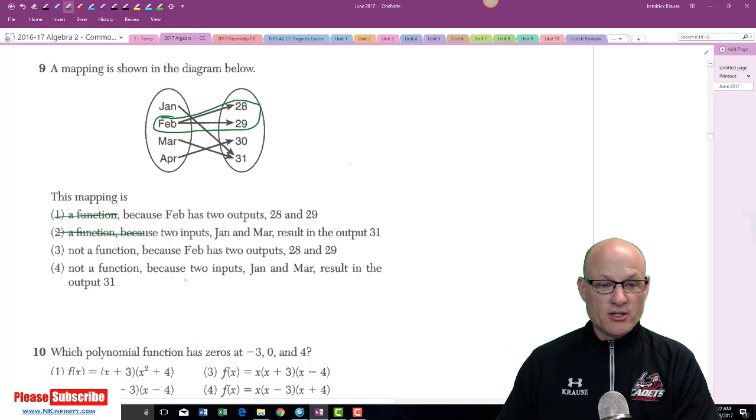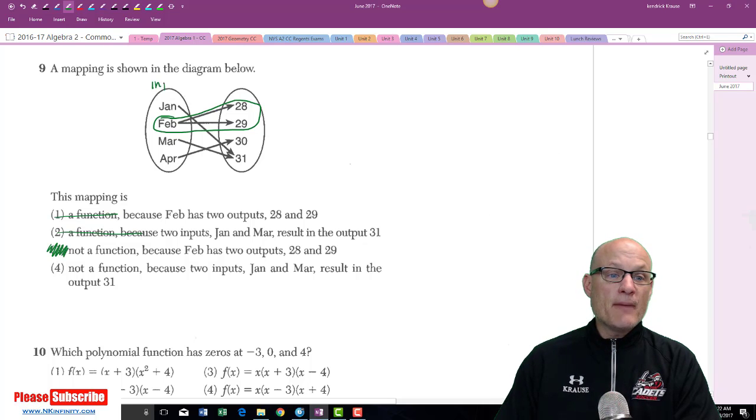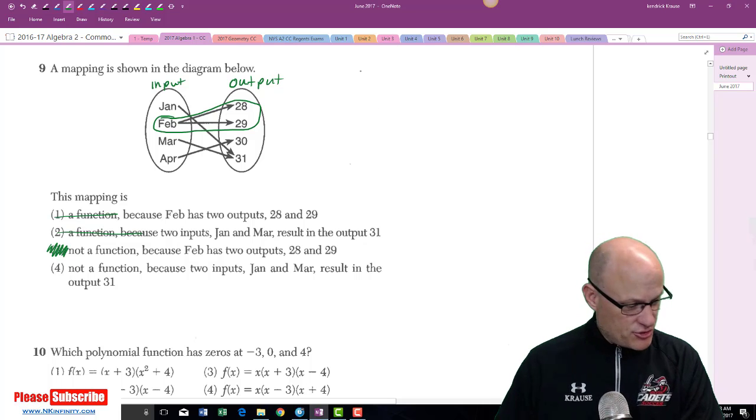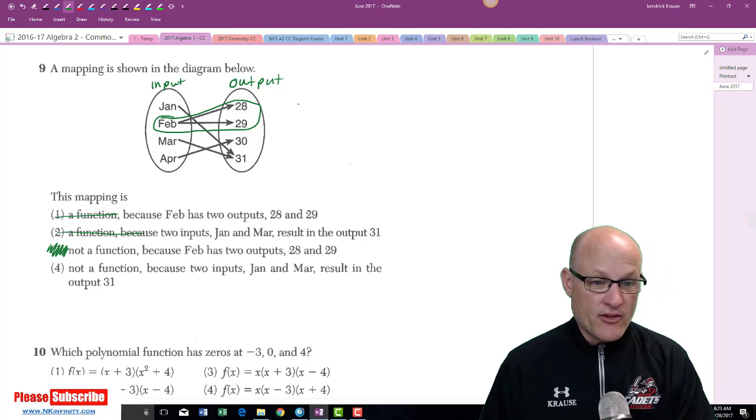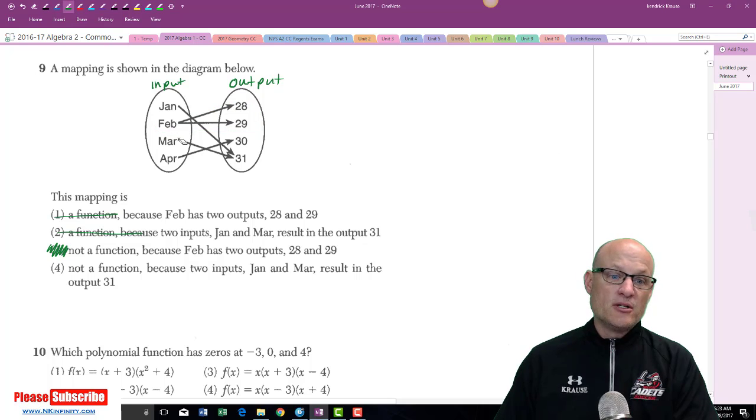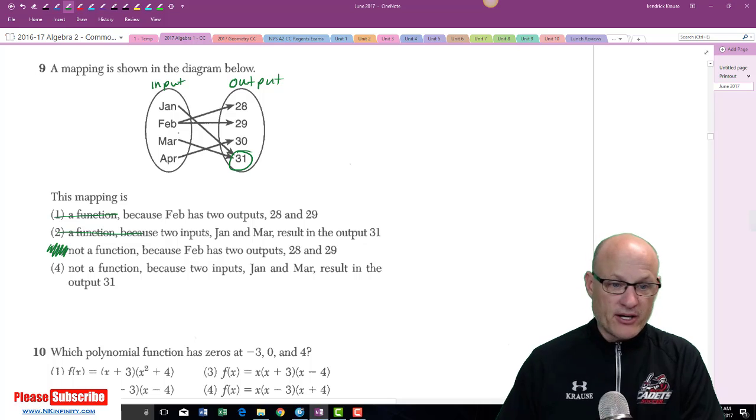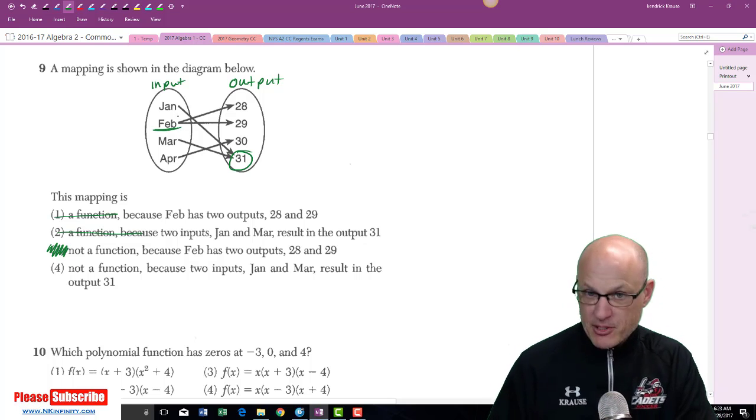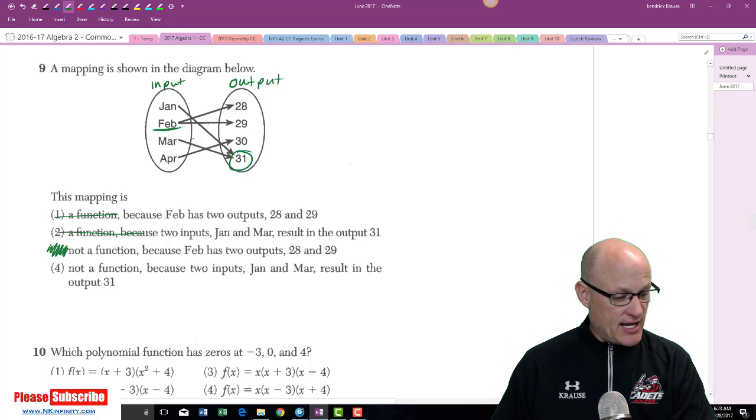I think that's right, because it's not a function because two inputs, January and March, result. No, it's choice 3. A function is when your input maps to only one output. That would make it a function. And if you learned one-to-one function, which I'm not sure is in the Algebra 1 curriculum, it would have to be true about the other way as well. And then this would fail. This would make it fail to be a one-to-one function. But it already fails to even be a function, so it can't be a one-to-one function. So number 9 is choice 3.